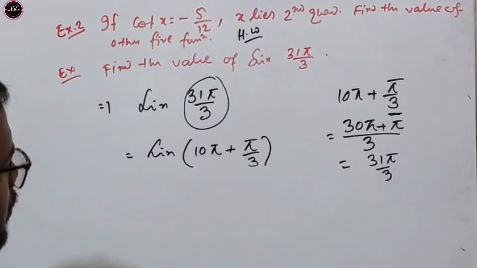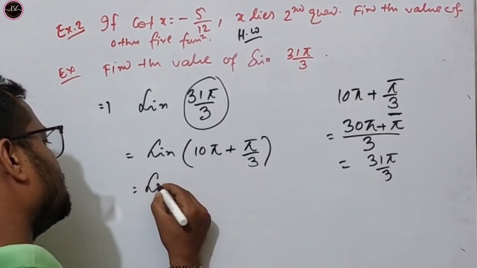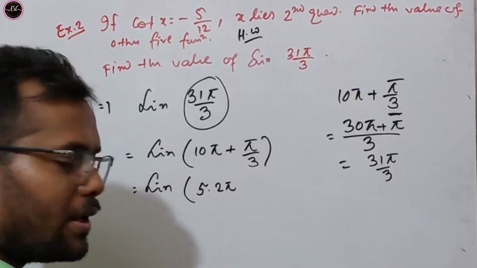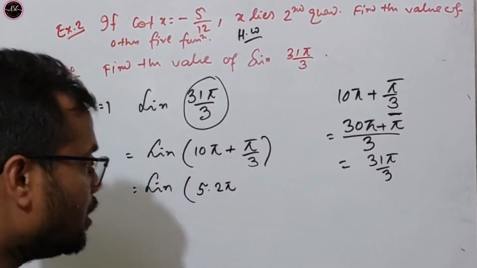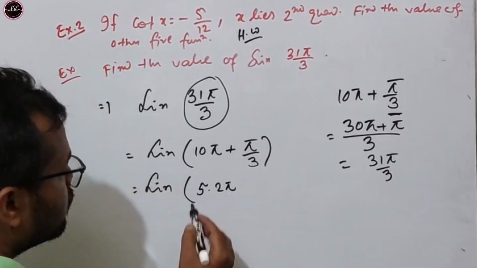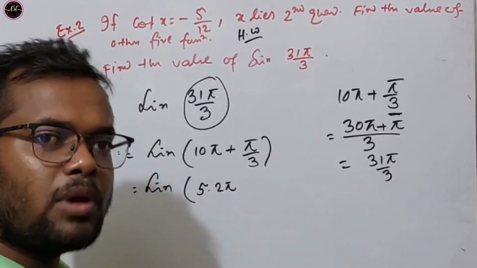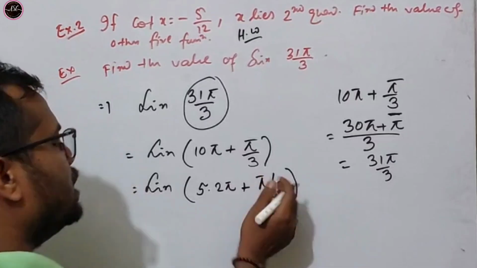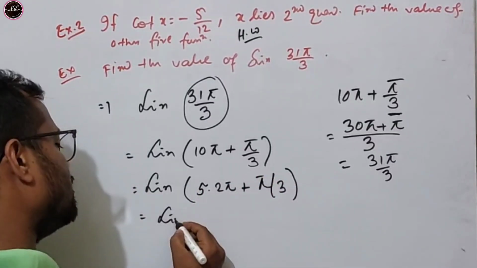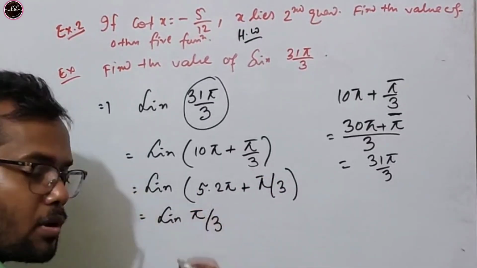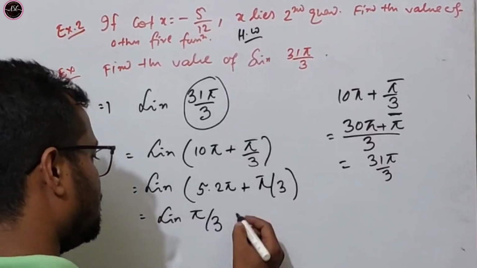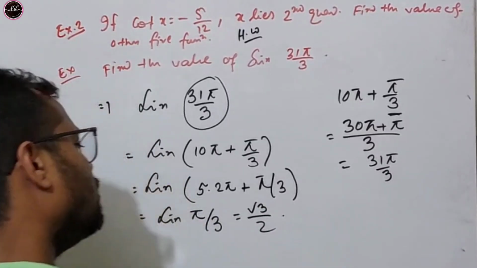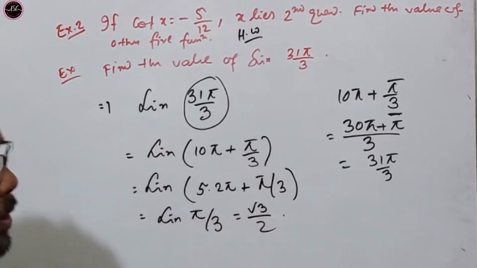And 10 pi will be written as sin 5·2π. Here 2πn, just remember that, sin(2πn + x). So here n equal to 5, n belongs to integers, plus π/3. So this can be written as sin π/3. That means what value? Root 3 by 2, we know from the table. In this way, this type of problem can be solved.